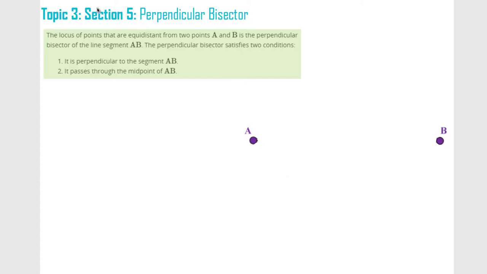Hello. Today we're going to talk about Topic 3, Section 5, Perpendicular Bisectors.